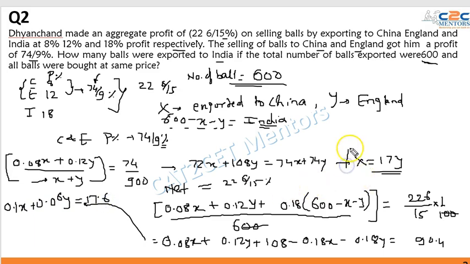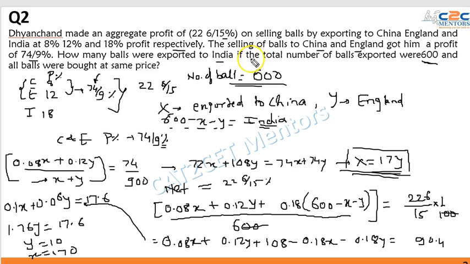We will use this relation which we established earlier and substitute x equals 17y. What I am going to get is 1.76y is equal to 17.6, or y is equal to 10, and my x is equal to 170. Now what I have to calculate in this question is the number of balls that were exported to India, which is 600 minus x minus y. So substituting the values of x and y, 600 minus 170 minus 10. So this is equal to 420 balls were exported to India.